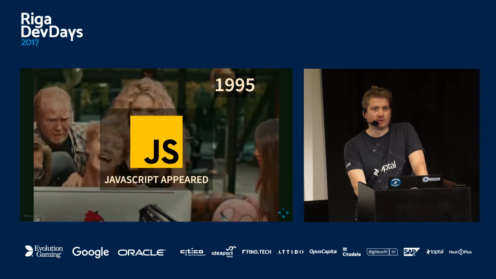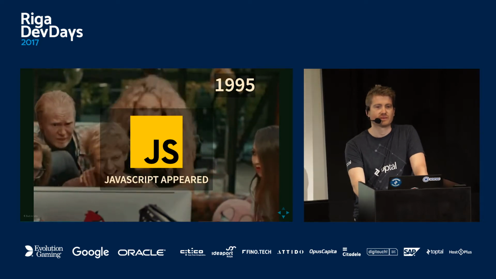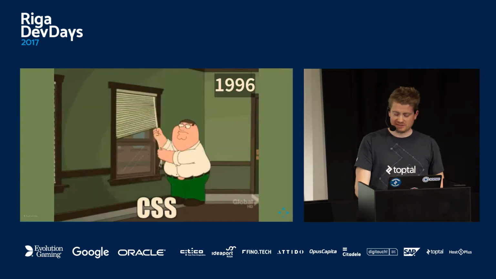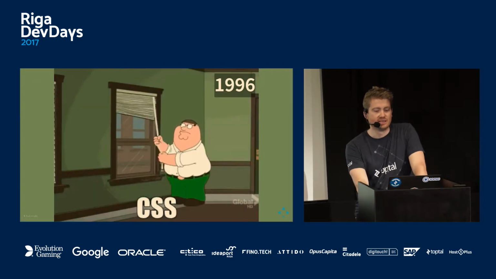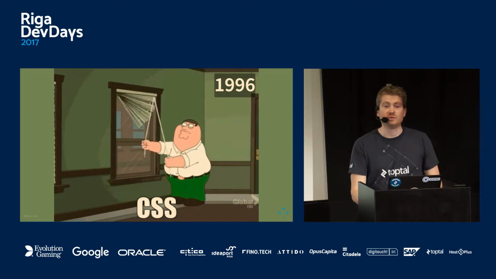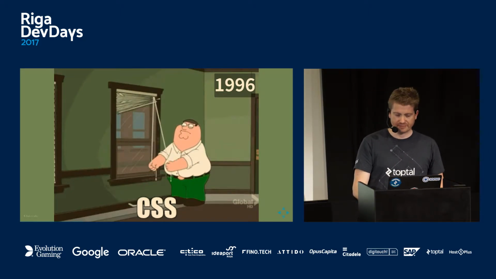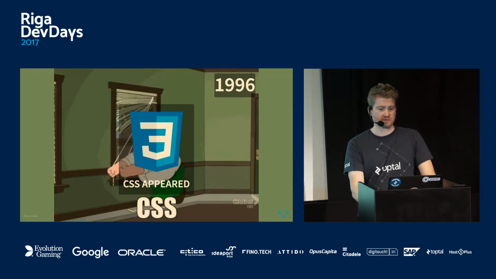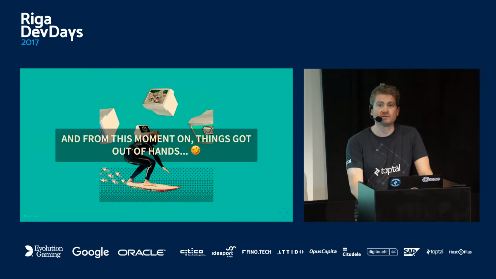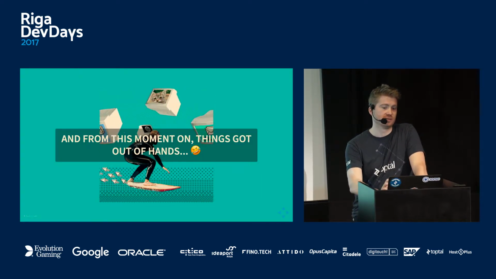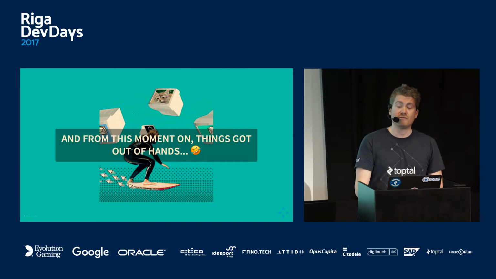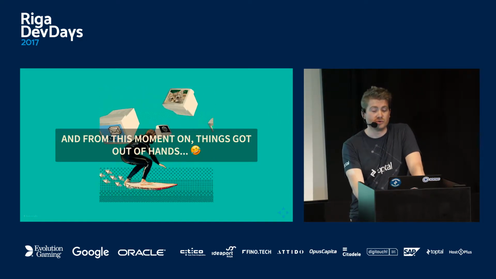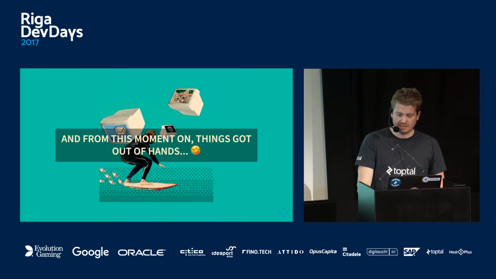And guess what happened the year after this? CSS, yeah. So CSS was created in 1996, and even today we still have trouble with it, right? And from this moment on, things got really out of hand. Imagine that at this point in time, developers had in their hands everything needed to create amazing websites, to create great user experience, but instead they created this.